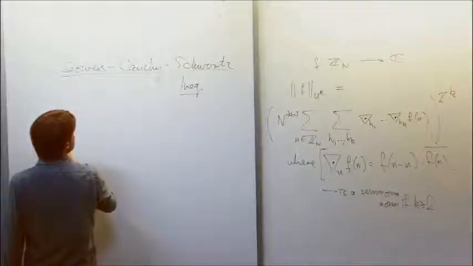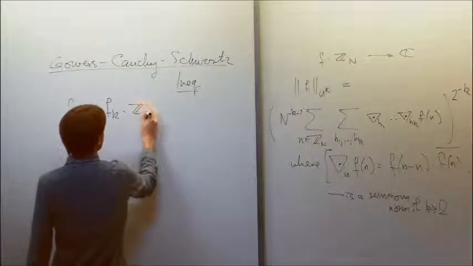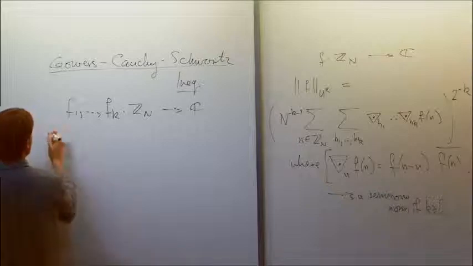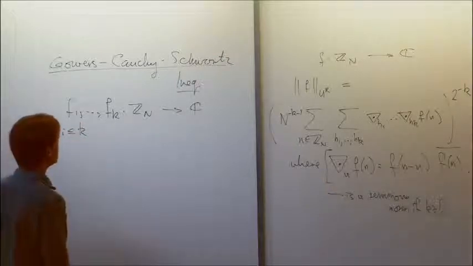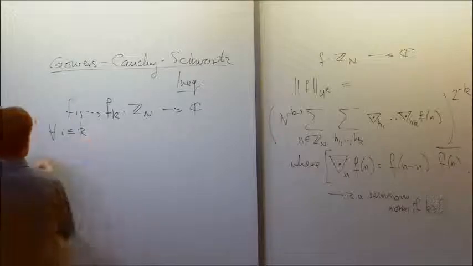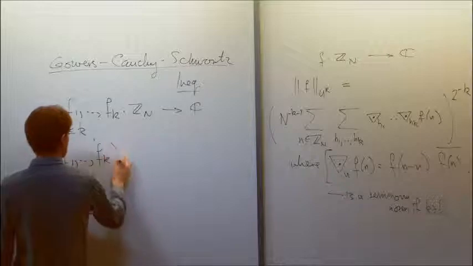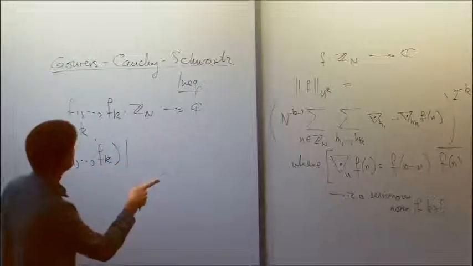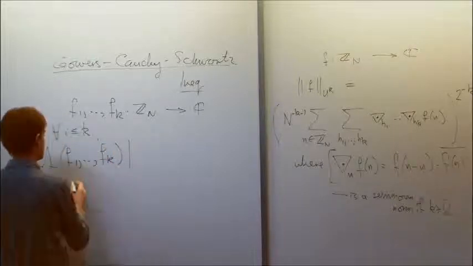So this says that if you have your k functions from Z mod N to the complex numbers, then you can pick one of them. You can pick some i between 1 and k, and then you can control the absolute value of this multilinear form using the U^(k-1) norm of your chosen function and the L infinity norms of the others.